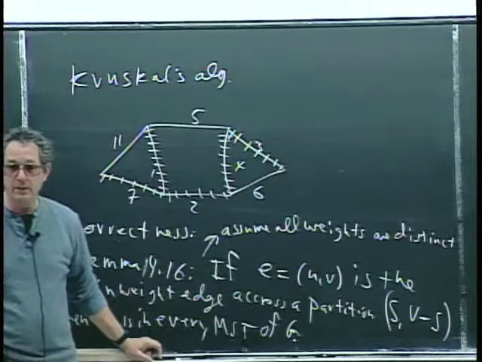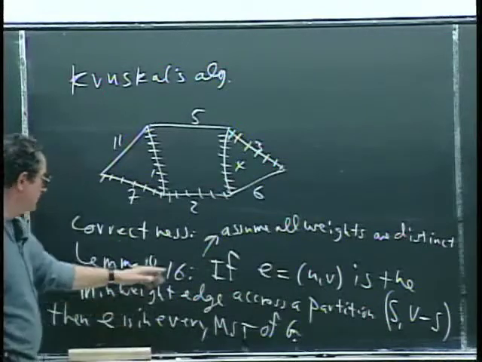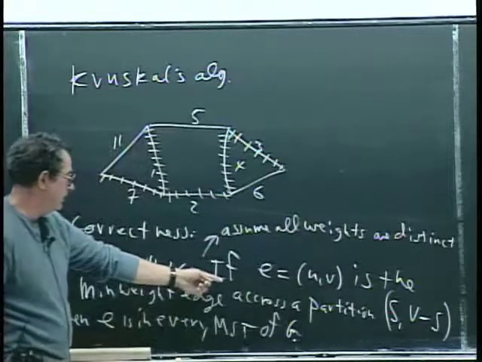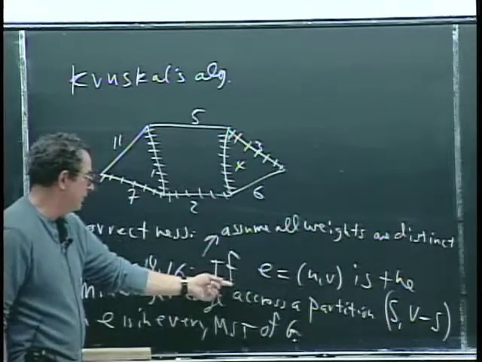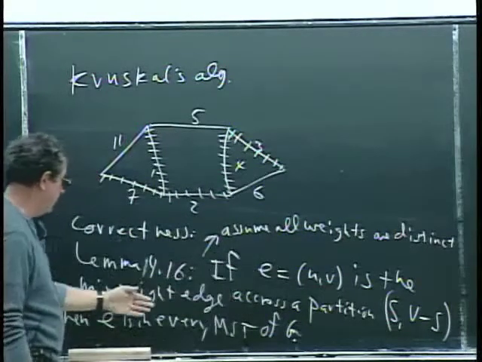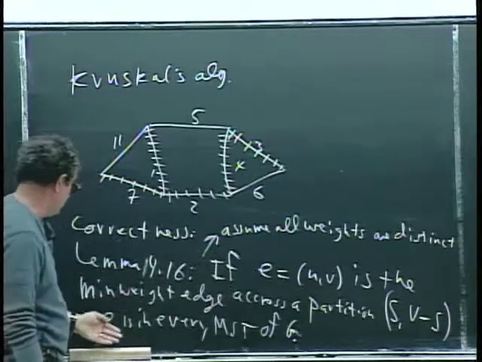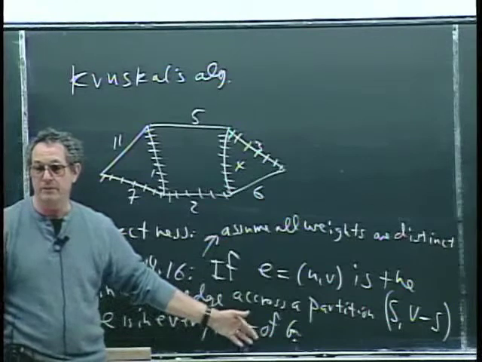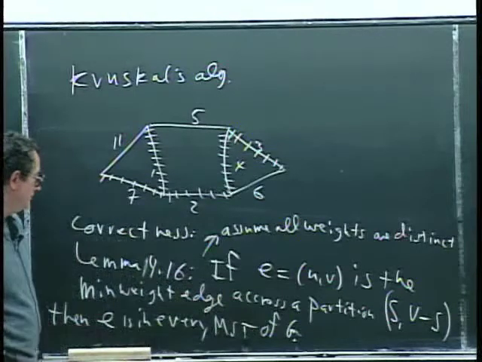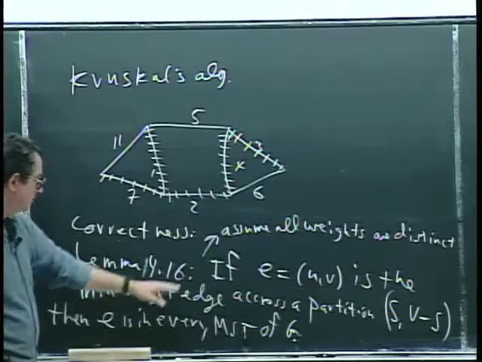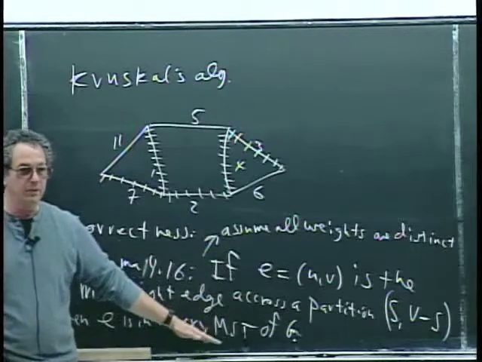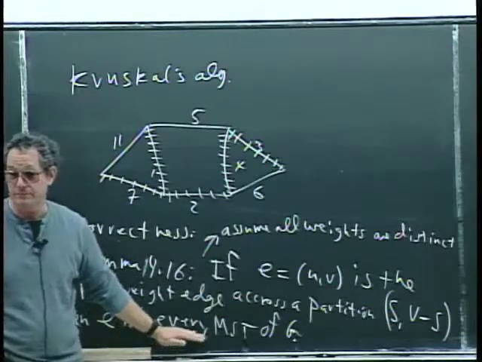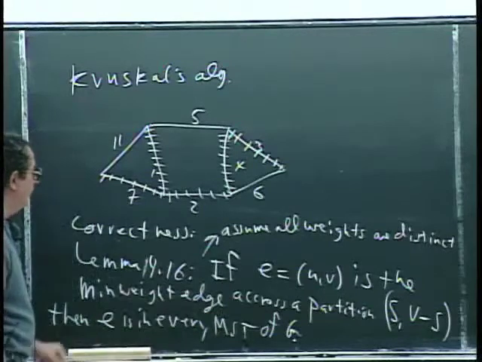Yeah, that sounds like a good homework question, which is if you don't have this, then the theorem or the lemma here would be: if E is the minimum weight edge across some partition, then E is in some minimum spanning tree of G. Okay. So that sounds like a good thing for you to try to prove in the next homework. But it's not true that it would be in every minimum spanning tree. All right.